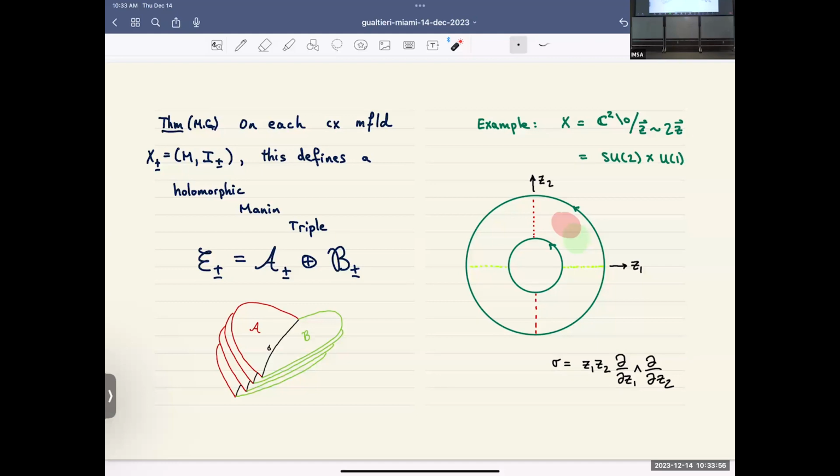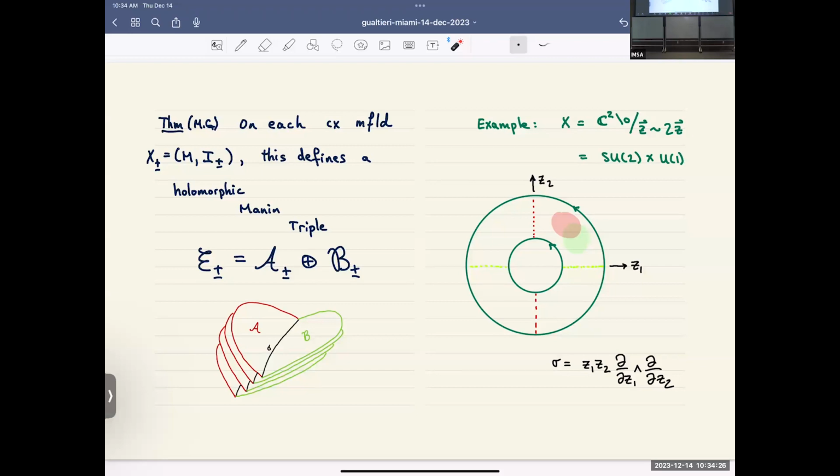So there are zero-dimensional leaves at Z1 equals 0. These are all leaves of the A foliation. And then this is an open dense leaf of complex dimension 2. And the same thing goes for B, except that its zero-dimensional leaves are here. And then it has a two-dimensional leaf, which is this. So you can see that the intersection of the two foliations gives you zero-dimensional leaves here and here simultaneously.